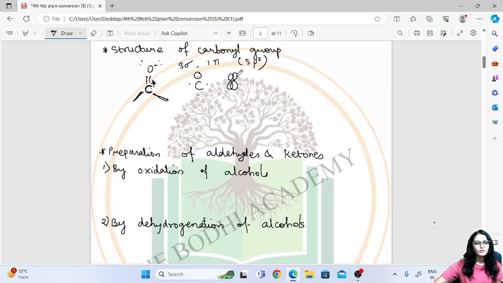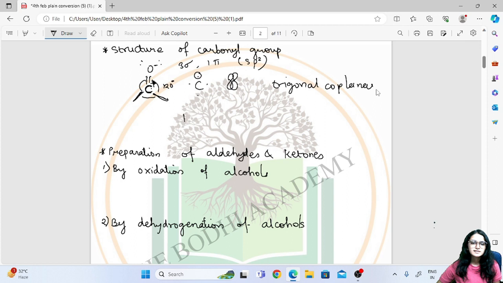This compound has a trigonal coplanar structure, and all 3 angles are 120 degrees each.